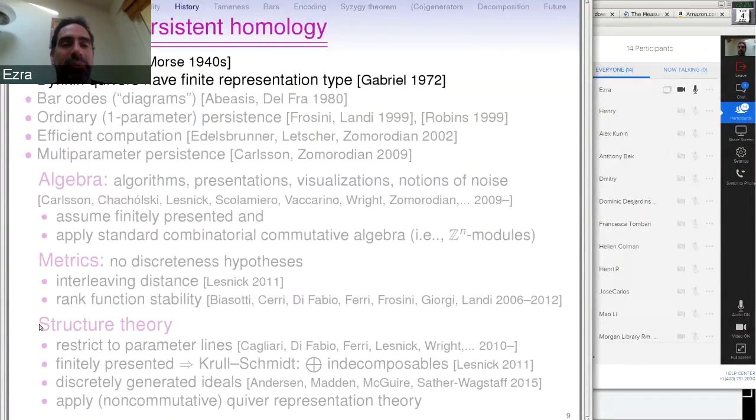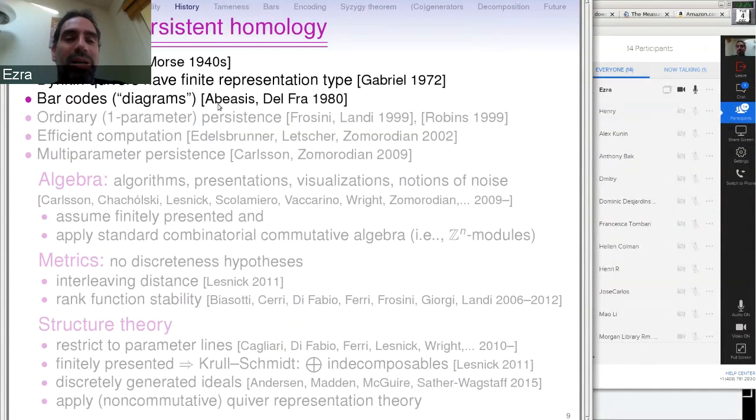Okay, so some history. I'm going to do this briefly. It traces back to Morse in the 40s. If you think about what Morse theory is, it's really sub-level set persistence, and you're tracking the homology as you raise the threshold or lower the threshold, however you want to view it. Dynkin and quivers have finite representation type. So this is a precursor to the statement that ordinary persistence modules have barcodes. That statement was made precise, contrary to the thinking in the TDA community, in 1980.